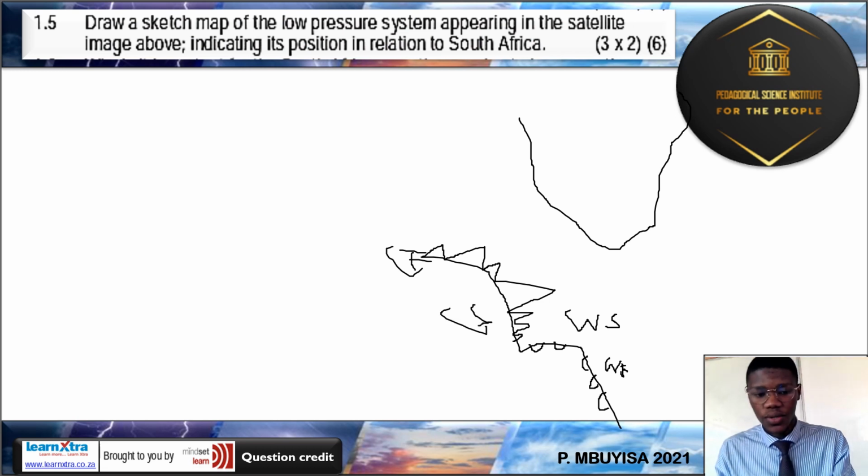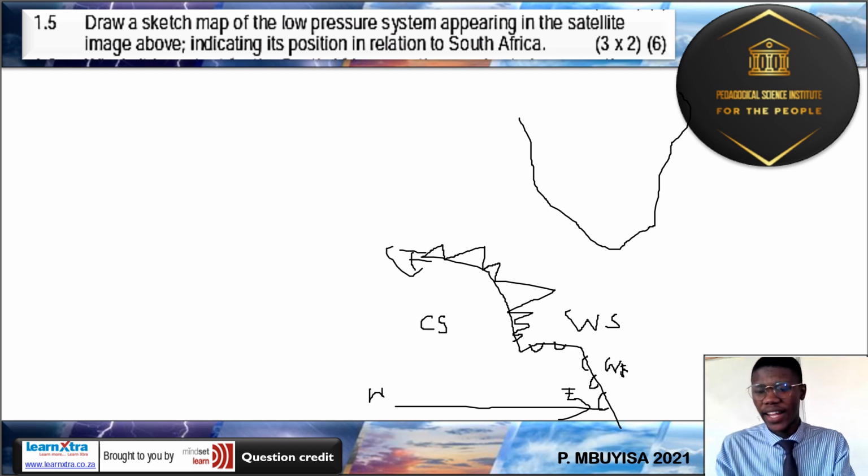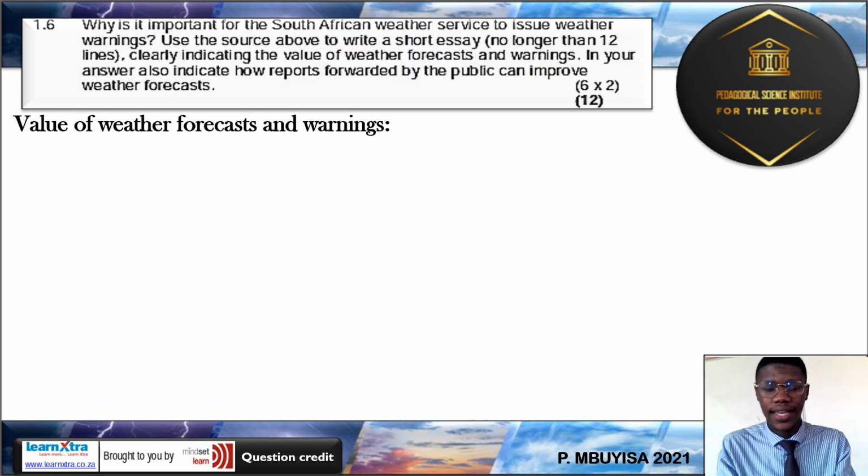Sorry guys. Let me just rewrite that. This is the cold sector, and it has cold air, right? And this system moves from west to east. So that's how your diagram should more or less look, or here is a clearer one.